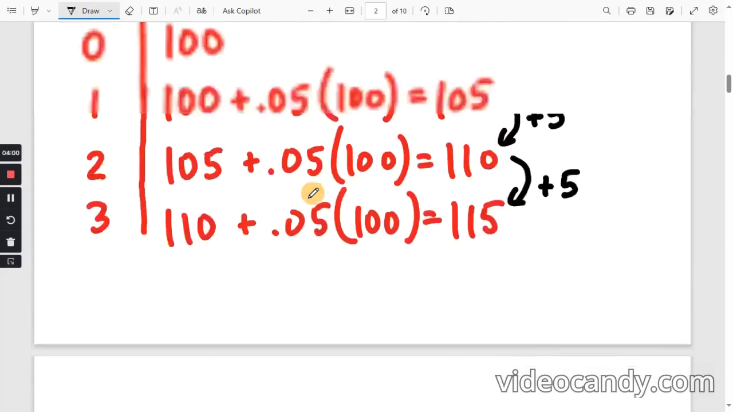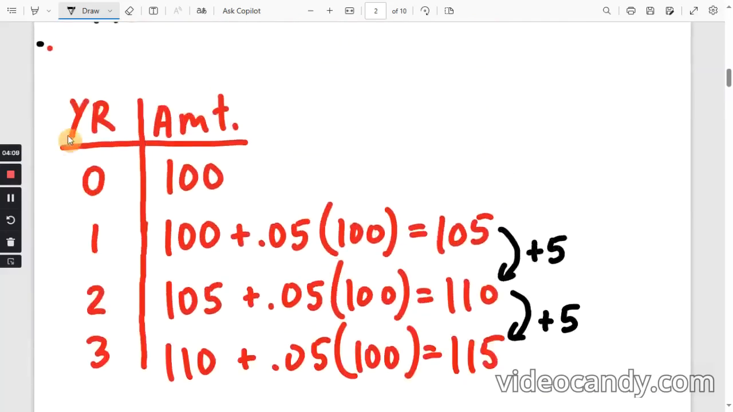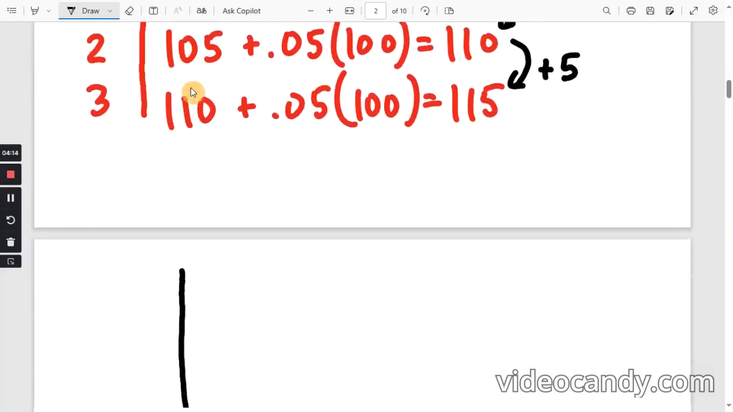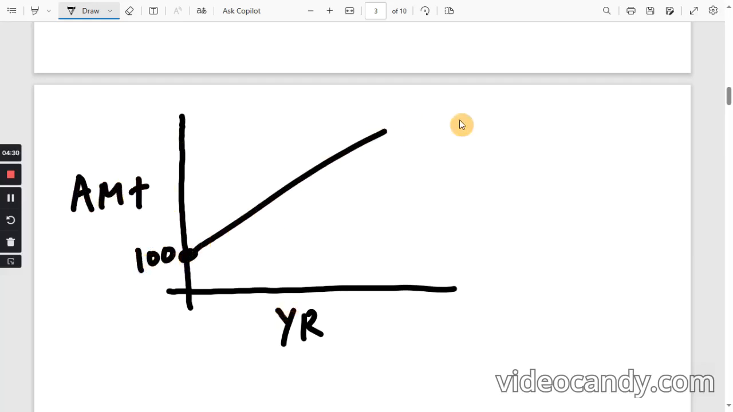Now, if you were to draw a graph of this, all right, we had the year for the x's and the amount for the y's. Okay, the x-axis would be the year and the y-axis would be the amount. All right, you started with $100 at year 0 and it just goes up by 5 each year. So it's a straight line, that's linear.